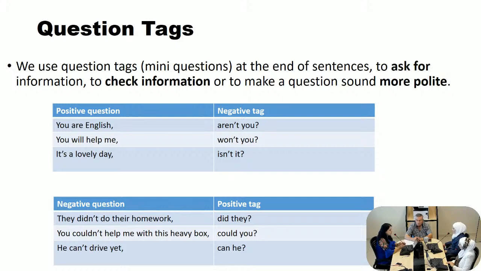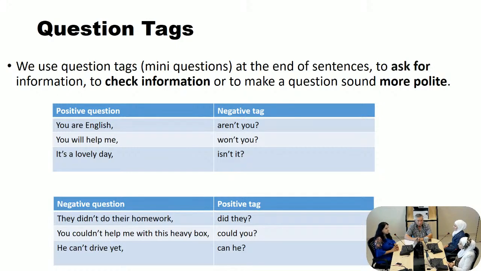We use the opposite. If the sentence is positive, we use a negative tag. If it's negative, we use a positive tag. For example, "You are English," is positive, so we use a negative tag: aren't you? Aren't you is the contracted form. We don't say "are not you." In the question tag, it's always contracted.